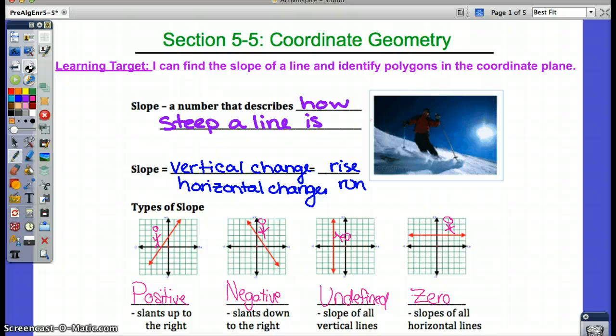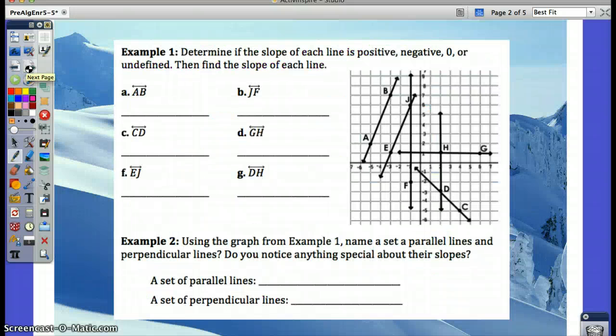So let's practice identifying these slopes and then also finding slopes. In example 1, I want you to determine if the slope of each line is positive, negative, 0, or undefined, and then find the slope of each line. Let's identify the types first. When you're looking at line AB, AB is over here. This line slants towards the up on the right side, towards the positive, so it is a positive slope.